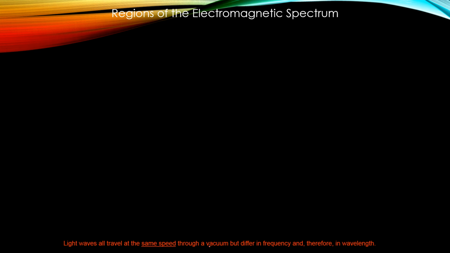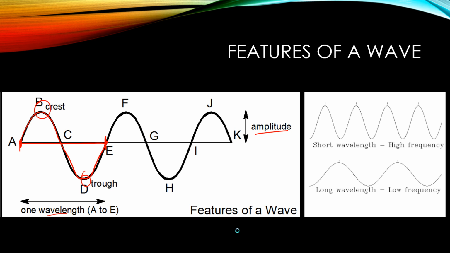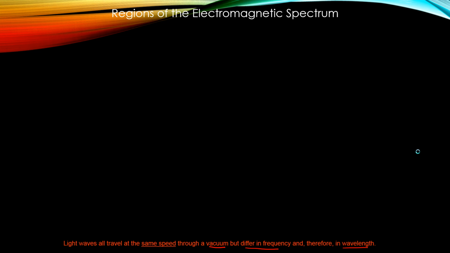But all things being equal, different waves in a vacuum will differ in frequency and therefore in wavelength. And that's because the wavelength is inversely related to the frequency. A longer wavelength will have a lower frequency, a shorter wavelength will have a higher frequency. But all things being equal, in a vacuum, different waves will have different frequencies and therefore different wavelengths.